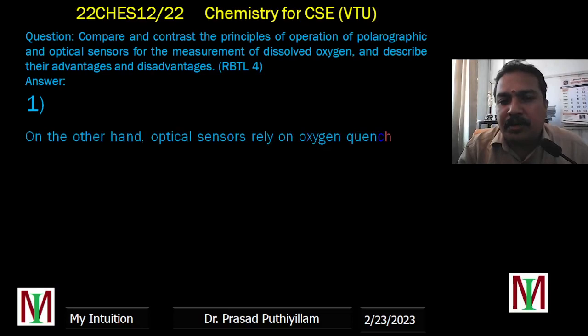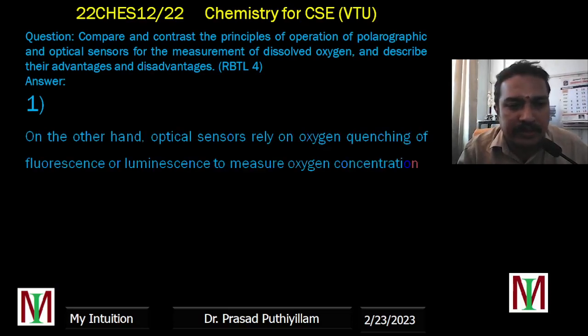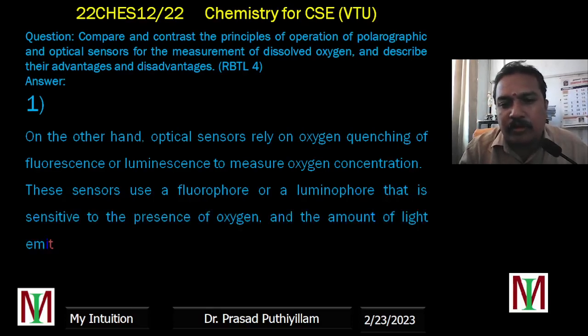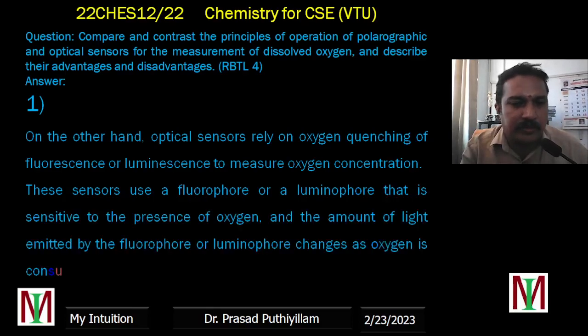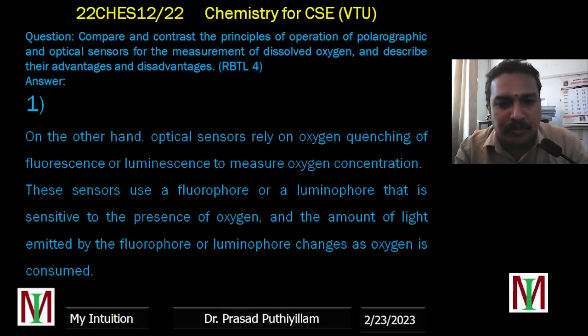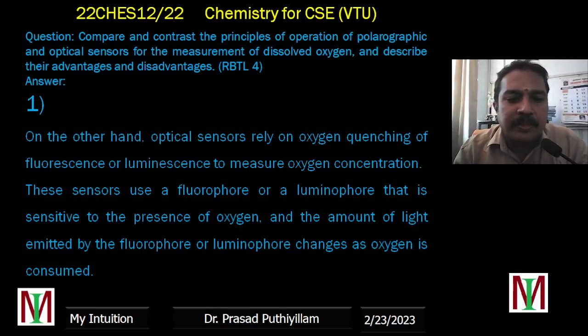On the other hand, optical sensors rely on the quenching of fluorescence, that is, fluorescence-based or luminescence-based oxygen optical sensors. These sensors use a fluorophore or luminophore. The material which gives fluorescence we call a fluorophore, and the material which gives luminescence we call a luminophore, which should be sensitive to oxygen, so that when light falls on it, it emits light and we can see the color.